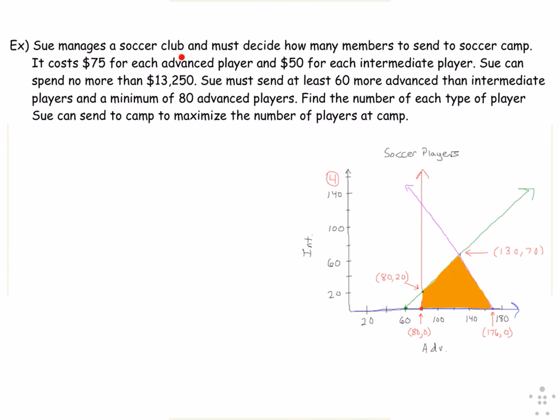So Sue manages a soccer club, sending members to a camp, $75 for an advanced player, $50 for an intermediate. She could spend no more than $13,250. She must send at least 60 more advanced than intermediate. Minimum of 80 advanced players. Okay, I see the word minimum, but not minimize, so I'm going to keep going. Find the number of each type of player so you can send. Oh, yeah, she wants to maximize the number of players to go because that would make her team better. All right, so there's the word maximize, and it's number of players.